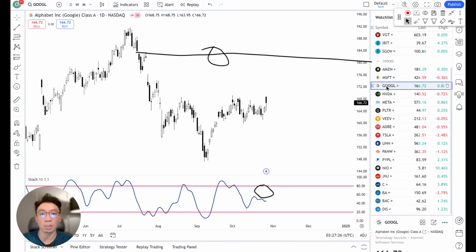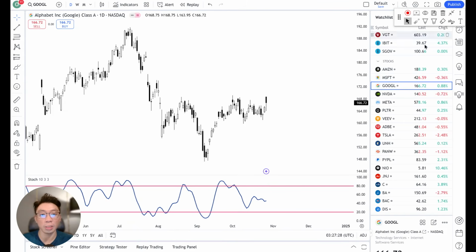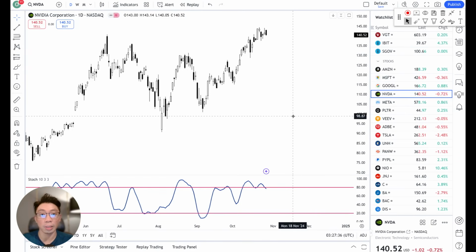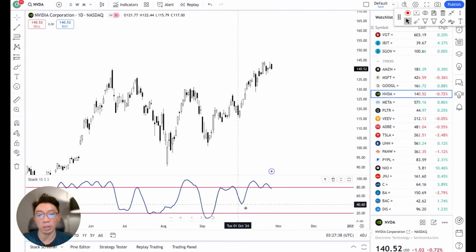So next, go on to the next one as well. Let me just remove this drawing. So as you can see, Google indicator is showing that it's somewhere in the middle. So I'm going to skip that, move on as well. Now for NVIDIA, as you can see over here, it is now overbought, right? Somewhere around the overbought region over here.